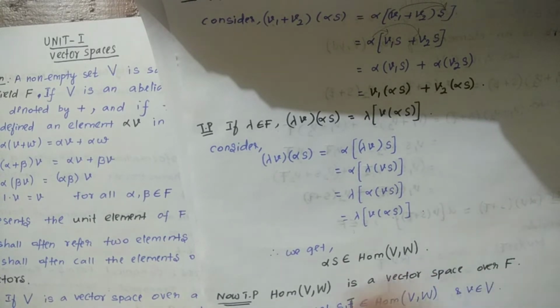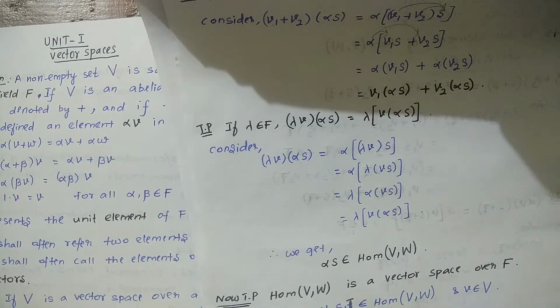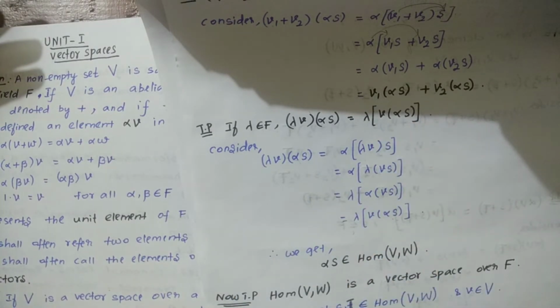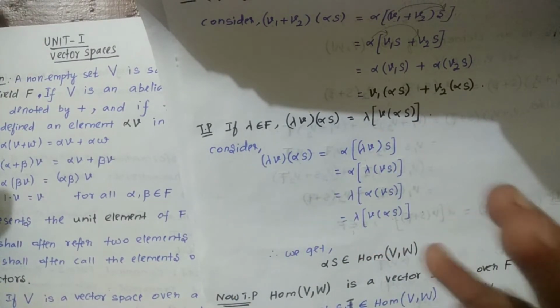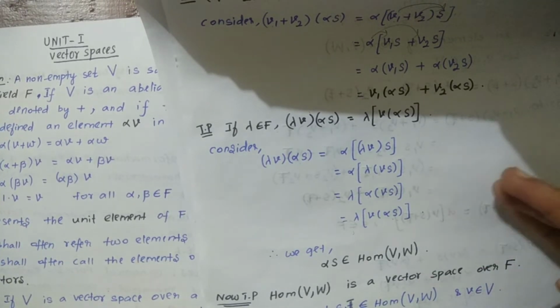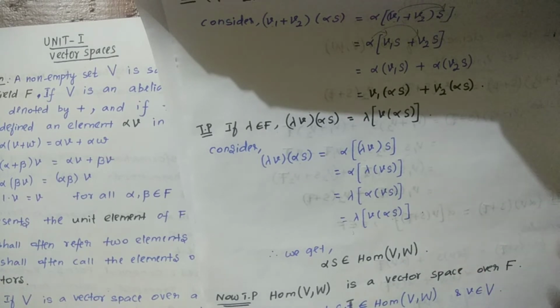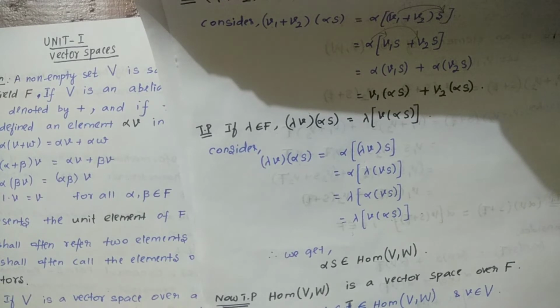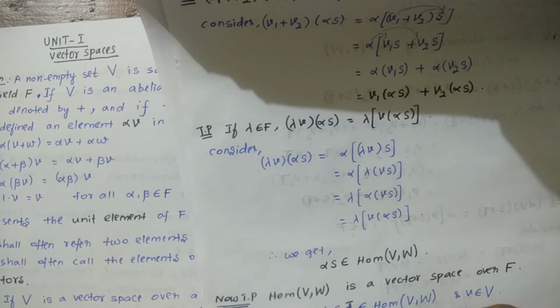Now you are going to prove the major thing. This is the important part in this proof. Till now you have proved the necessary elements. Till now what you have said is, these elements are in the homomorphism of v comma w. So now what you are doing is, you are going to prove, using those elements, that homomorphism of v comma w is a vector space over the field f. So for that you are taking 2 elements from homomorphism of v comma w.